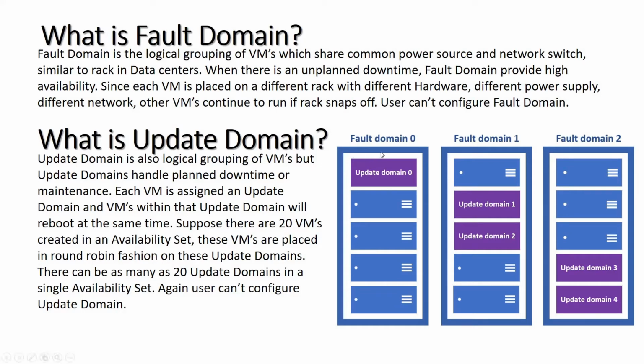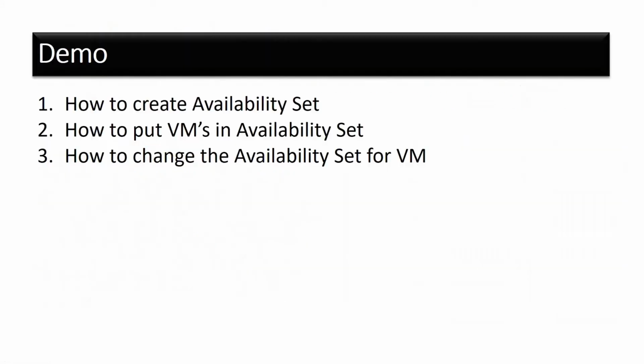In this diagram you can see fault domain 0, fault domain 1, fault domain 2, and these are the racks. Under fault domain 0 you can see that update domain 0 is there, and update domain 1 and 2 are under fault domain 1, and update domain 3 and update domain 4 are under fault domain 2.